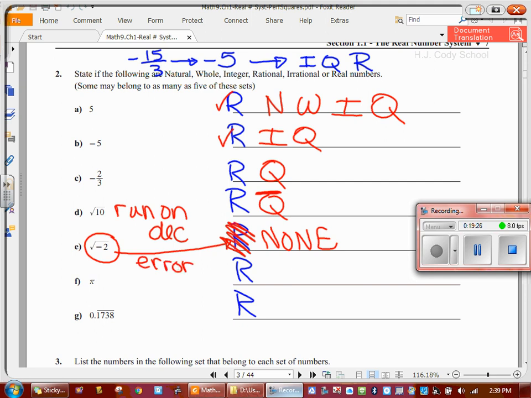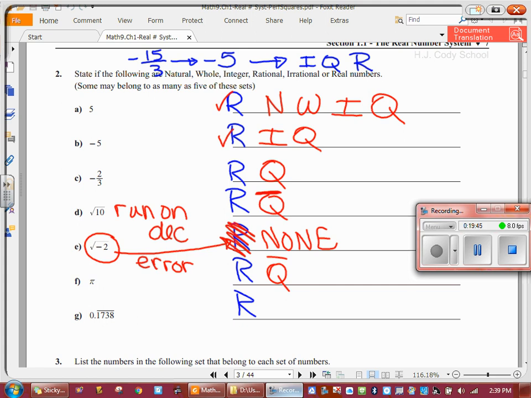Okay? All right, pi. Who does pi fit into besides my belly? Irrational. Good job. The rest is in my belly. All right, right here. What do you notice with that line? What does the line mean? It means it repeats.